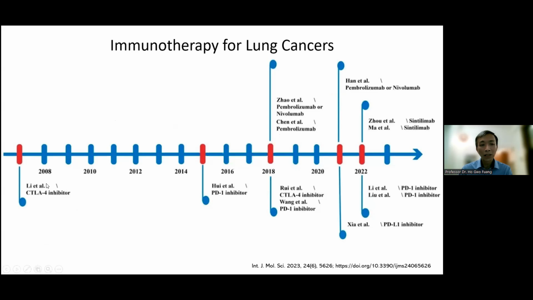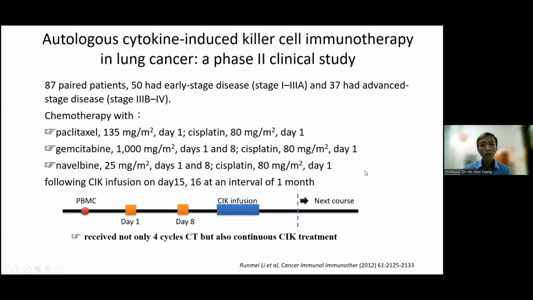So in lung cancer, this is just a timeline of the Chinese lung cancer immunotherapy. In the West, it's similar, with the pembrolizumab and nivolumab that we use. But in China, they have sintilimab as well for lung cancer. So in lung cancers, these are a couple of papers, one by Li et al.